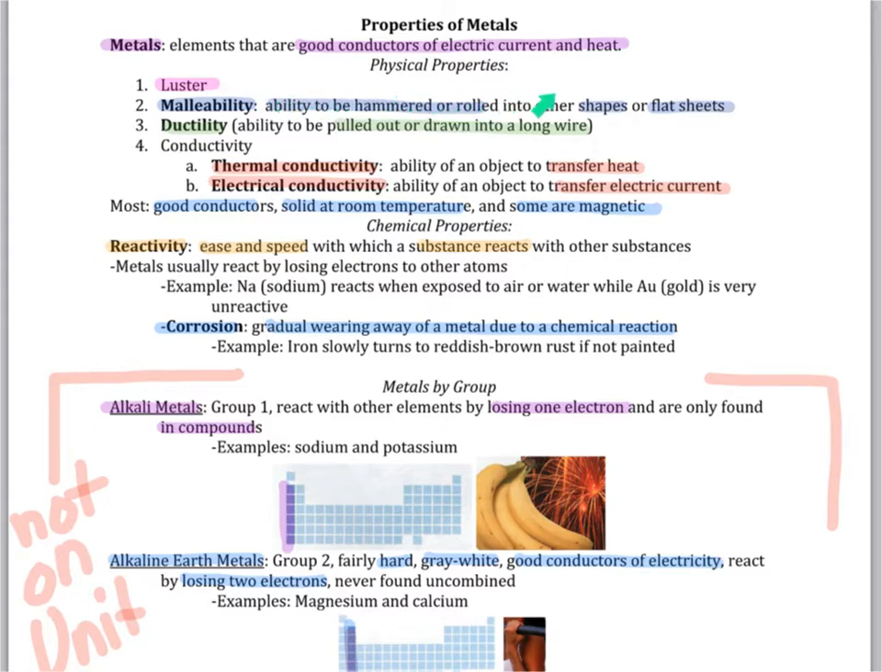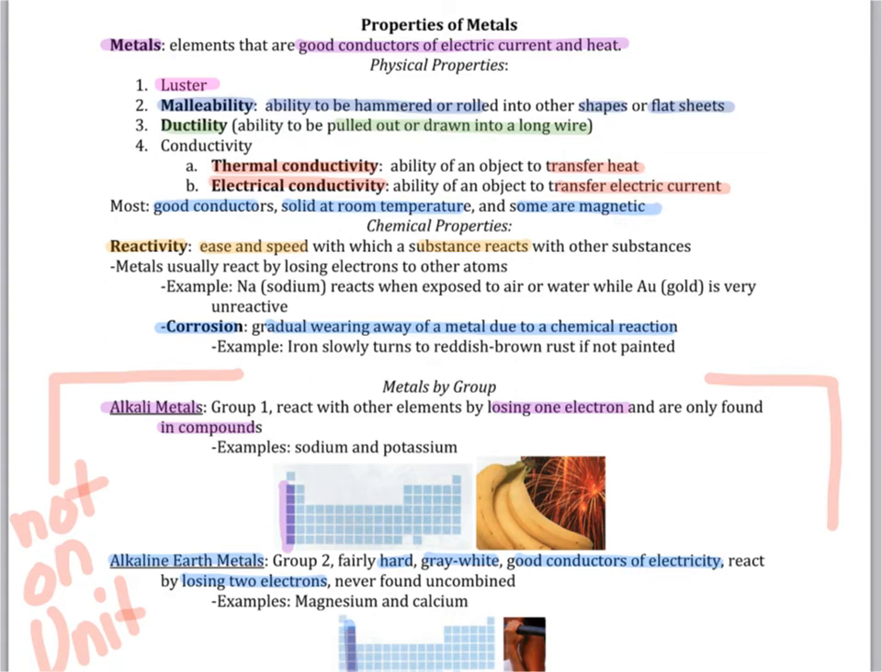to be hammered or rolled into other shapes or flat sheets, ductility, the ability to be pulled out or drawn into a long wire, and conductivity, both thermal conductivity, so the ability to transfer heat, and electrical conductivity, the ability to transfer electrical current. Most metals are good conductors, are solid at room temperature, and some metals are magnetic.